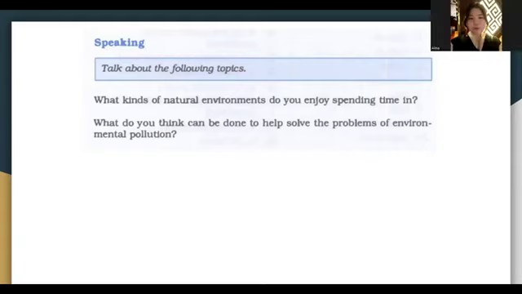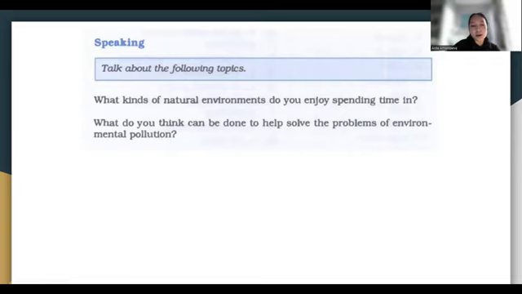Yeah. Okay. And we have one more question. What do you think can be done to help solve the problems of environmental pollution? So when you're asked this question, I highly suggest you focus on one environmental problem. With pollution, you can say air pollution, plastic pollution, or maybe water pollution. It depends. So first, Sivara.